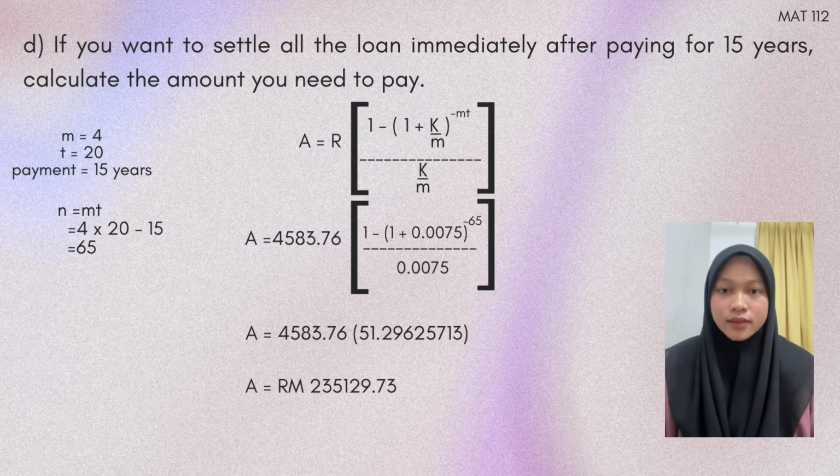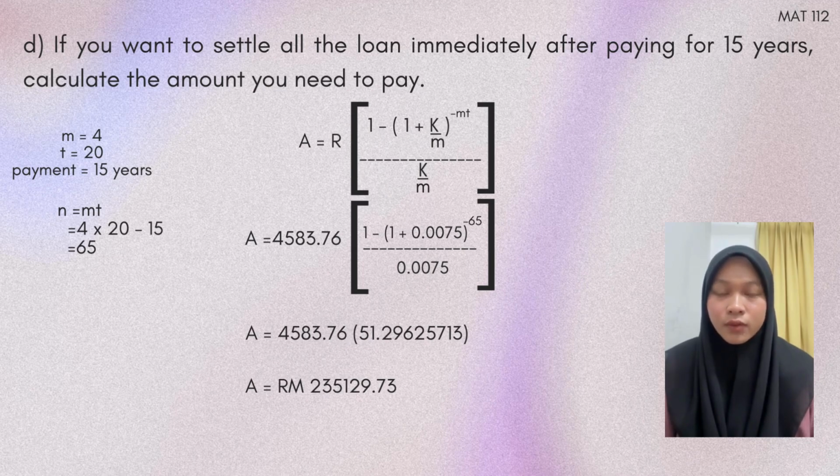The last question is D. If you want to settle all the loan immediately after paying 15 arrears, calculate the amount you need to pay. The MT will change because after paying 15 arrears, we get MT 4 multiply 5 minus 15 is 65. The formula that we use is A equal R bracket 1 minus bracket 1 plus K over M bracket power negative MT per K over M. Next, A equal 4,583.76 bracket 1 minus bracket 1 plus 0.0075 bracket power of minus 65 per 0.0075.